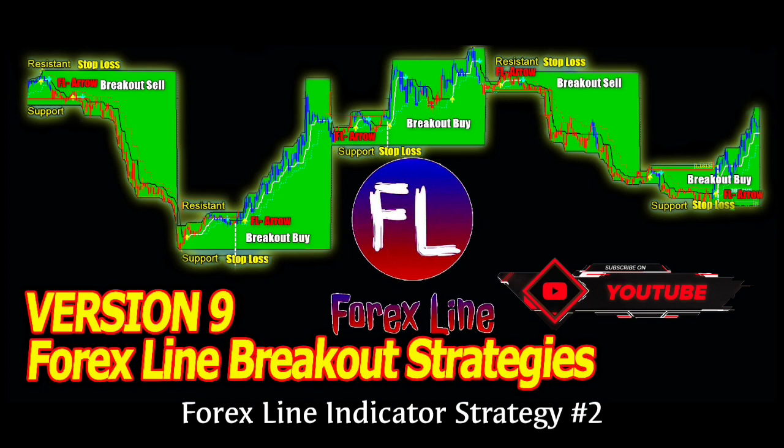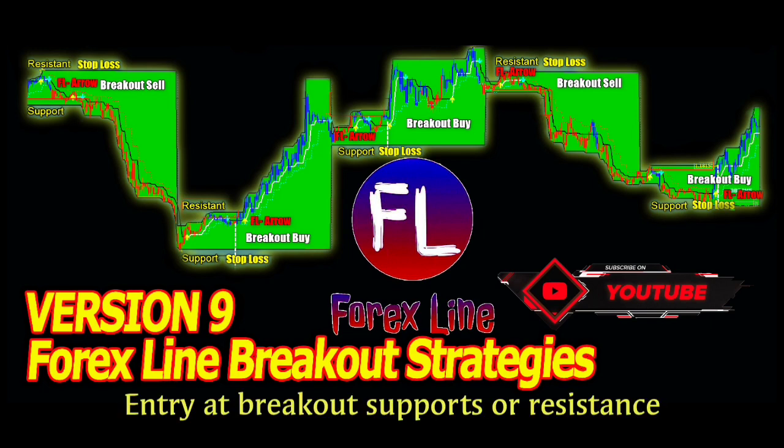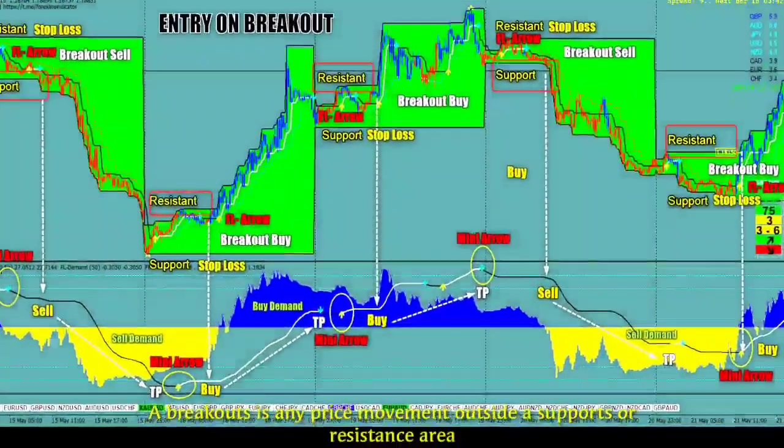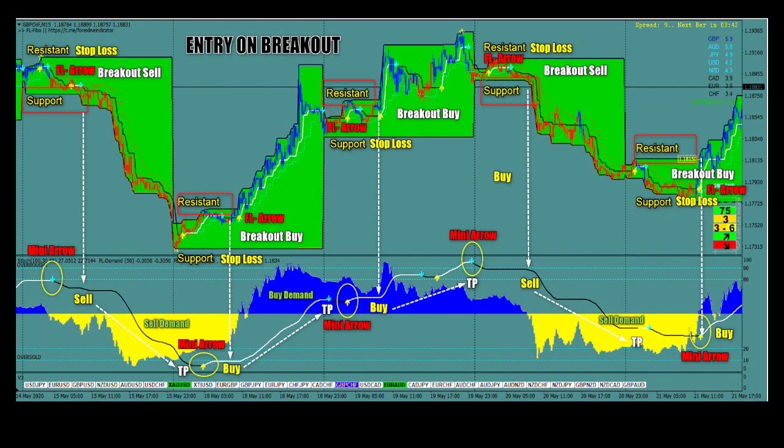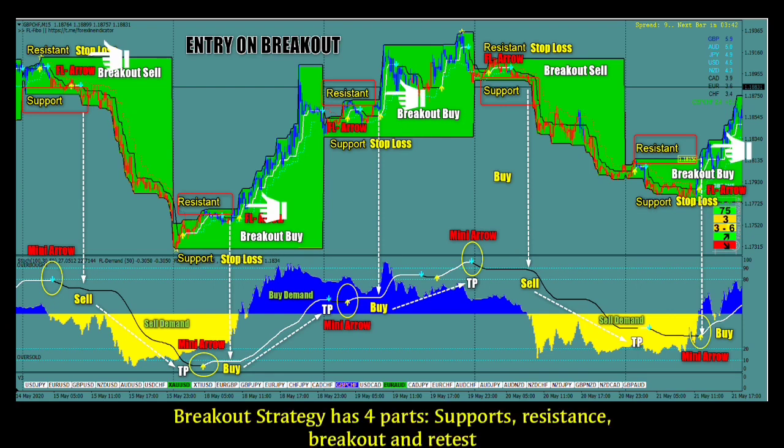Forex Line Indicator Strategy Number 2. Entry at breakouts of support or resistance. A breakout is any price movement outside a support or resistance area. The breakout strategy has 4 parts: support, resistance, breakout and retest.